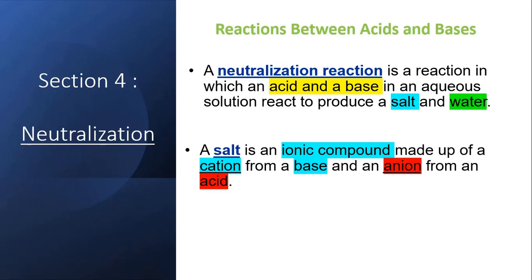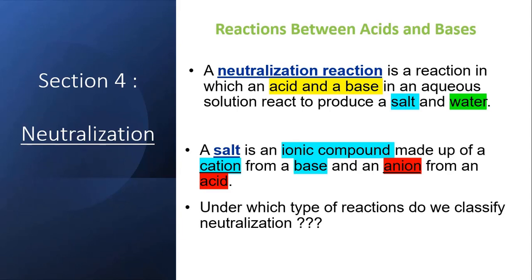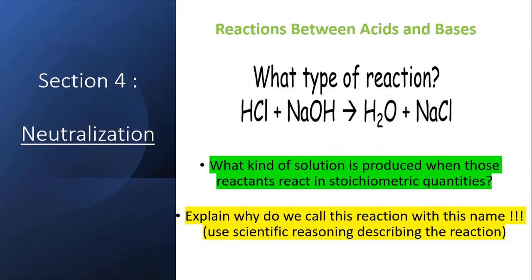The salt is an ionic compound. It's made up of cation and anion. The cation is coming from the base and the anion came from the acid. Example of that, NaCl came from the Na, the cation, from the base NaOH, and the Cl, which is the negative ion, what do we call it? Anion, came from the acid.